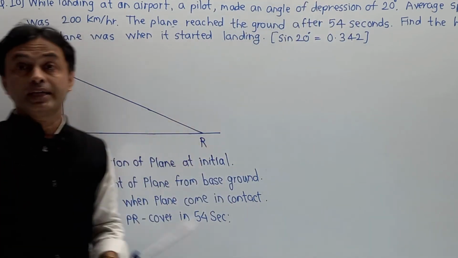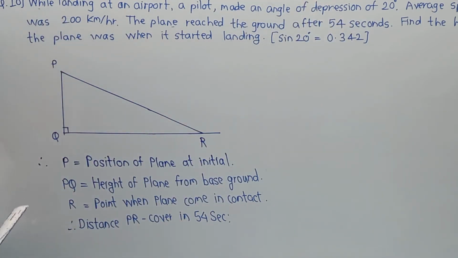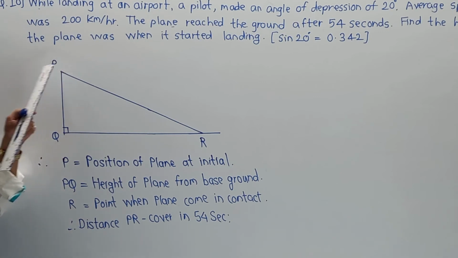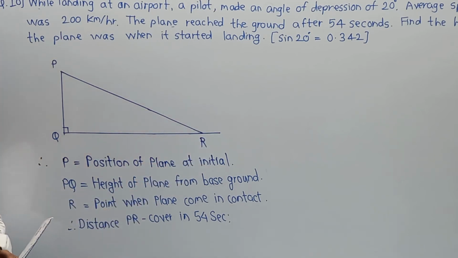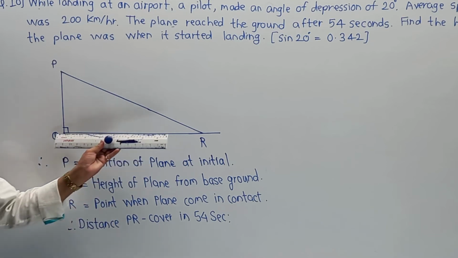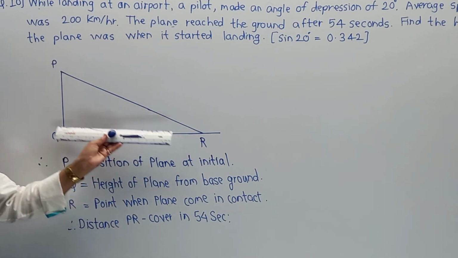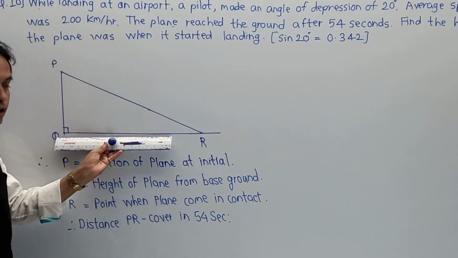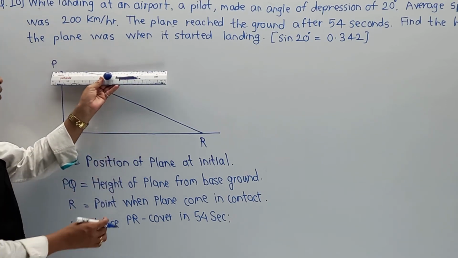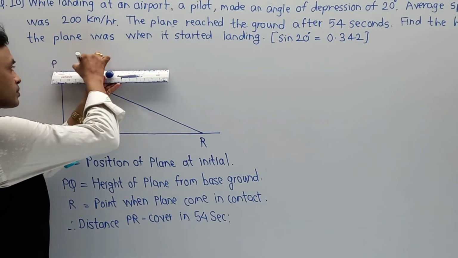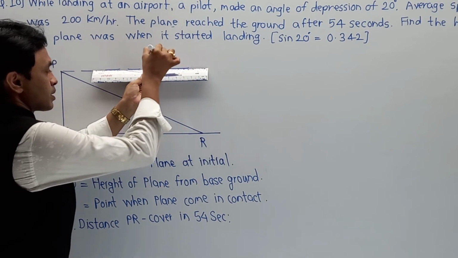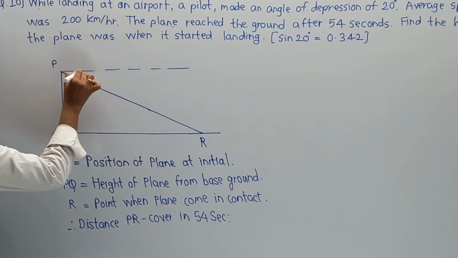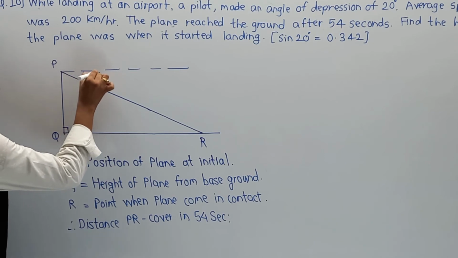This 20 degree is the most important here. Remember, the position of the pilot or the aeroplane is over here, and when it is coming in a downward direction, they have given the angle of depression, and this angle of depression is always considered with the horizontal x-axis. Now as we consider QR as the base, I am going to draw one horizontal line parallel to QR over here, and this angle of depression is 20 degree.